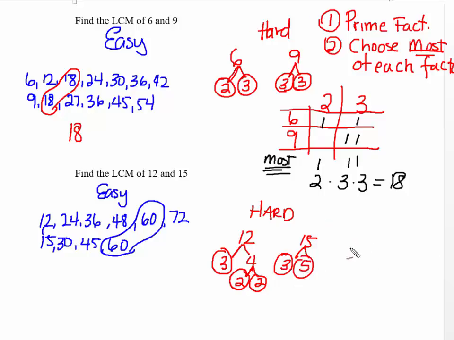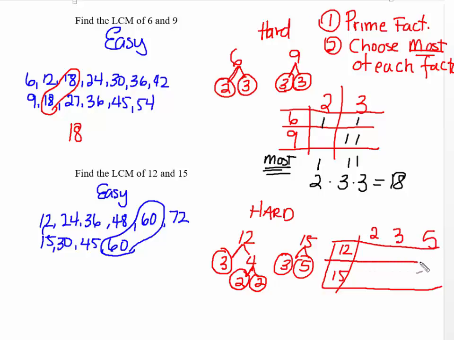So I'm going to make my chart over here to the side. So I had my 12 and I had my 15, and now I'm going to make my chart here. And when I look at my bubbles, I've got all sorts of numbers. I've got 2s, I've got 3s, and I've got 5s. So I'm going to take my inventory. So when it comes to 12s, I'm looking here. I had a couple of 2s and a 3. When it comes to 15, I had a 3 and a 5.